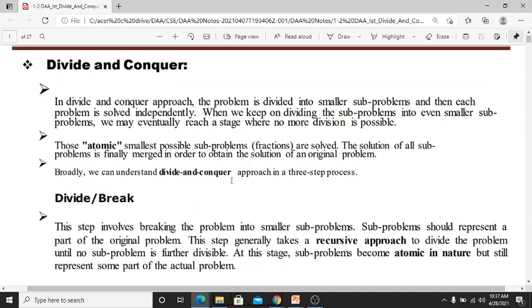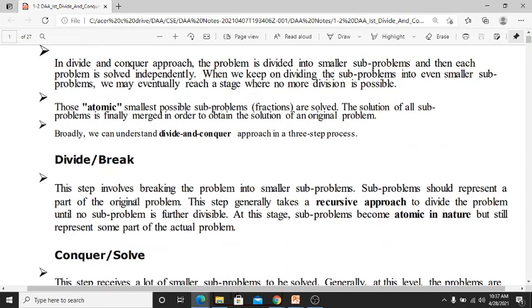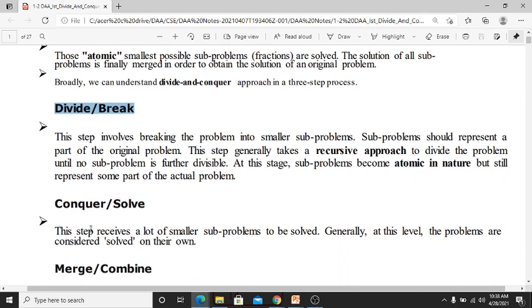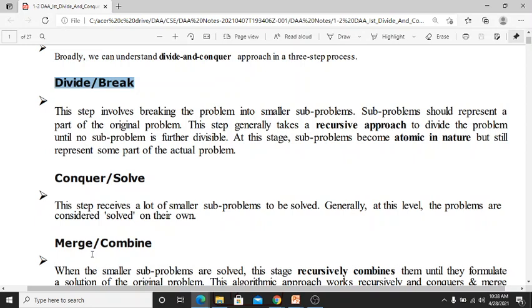Broadly, we can understand the divide and conquer approach in 3 steps. What are the 3 steps? First one, divide. What is divide? It is break. What is conquer? It is solving. What is the third one? It is merge or combine.